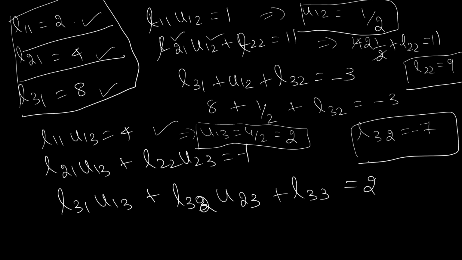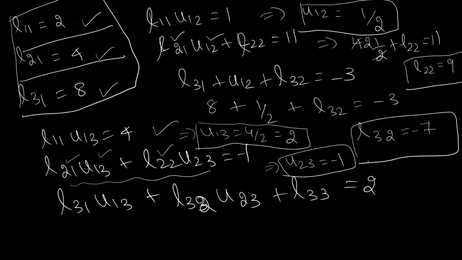If you see here, L32 and L33 we have to find. In this equation, what are the known values? L21 I know, U13 I know, L22 also I got here, 9, I know. So I have to find U23 from here. Okay, if I substitute all the values, I'll get U23 as minus 1.